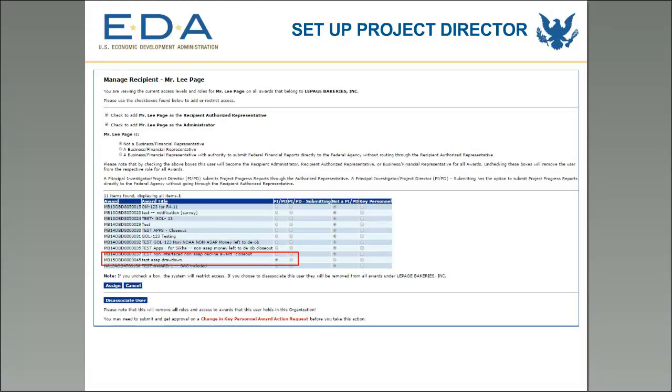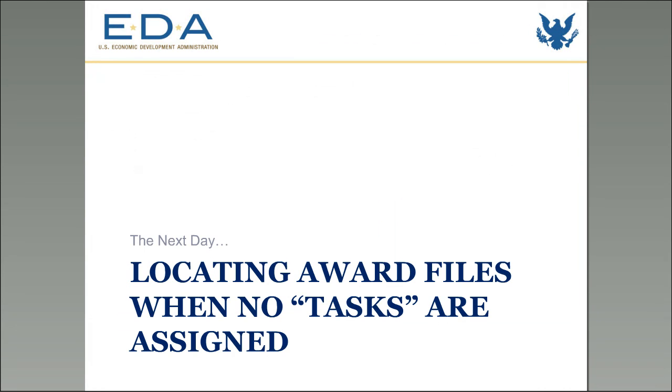When you're done, you would click Save at the bottom of the page, and that person's permissions would be changed. Now, after you've accepted your award in Grants Online, there will no longer be a task for you in your inbox. So remember, when we first logged in, we had a task in our inbox to accept or decline our award. Once you've accepted the award, the task to accept it goes away.